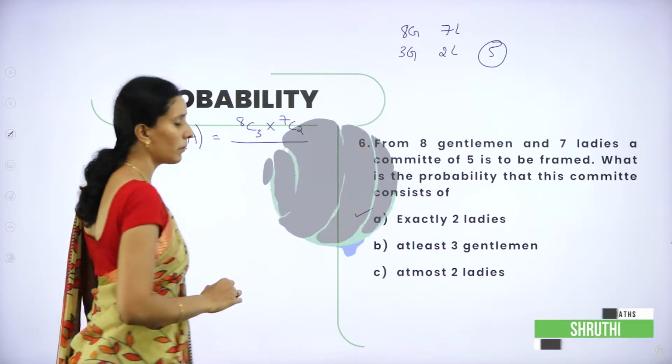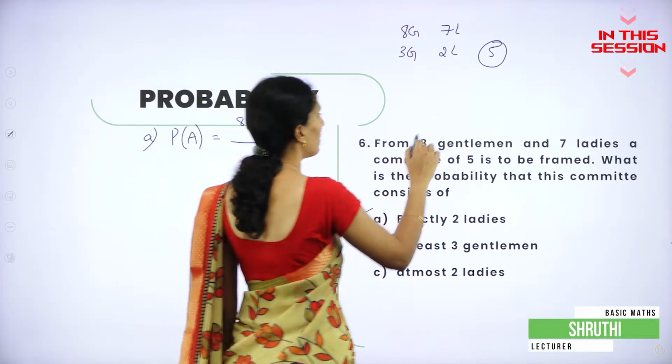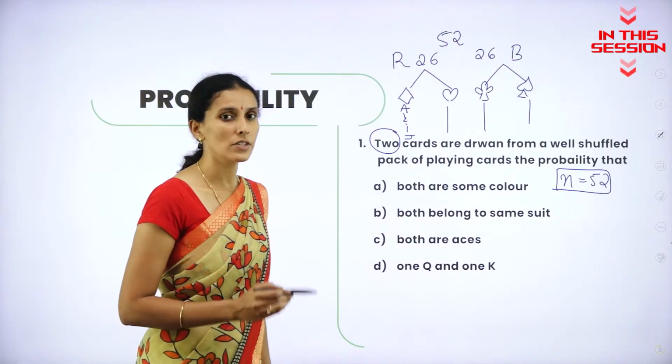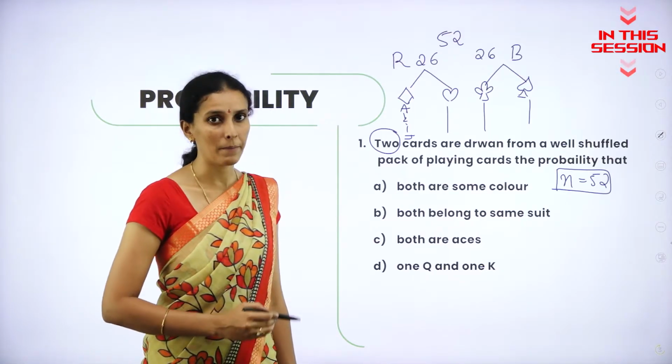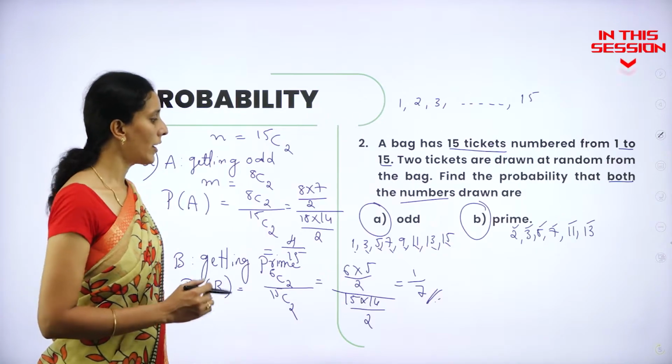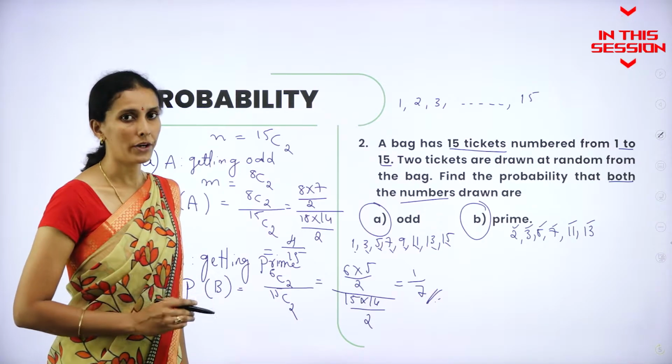What is my total number of outcomes? So 8 plus 7 is 15. So out of 15, we have to choose 5. The concept of combinations is used here to find the probability. 4 by 15 is the probability of getting odd numbers from the numbers 1 to 15.